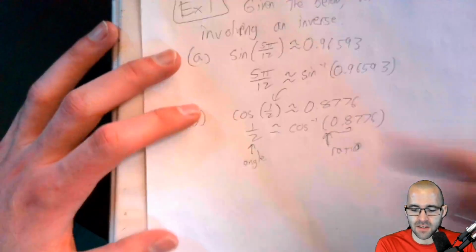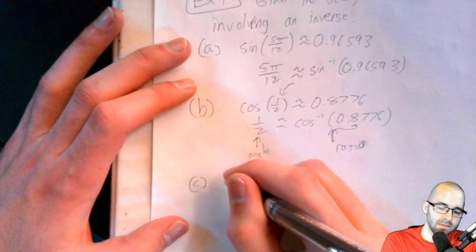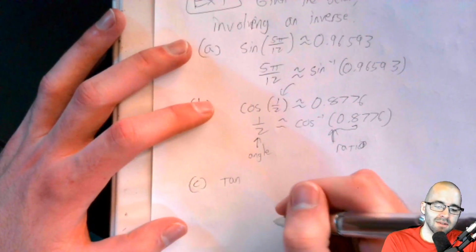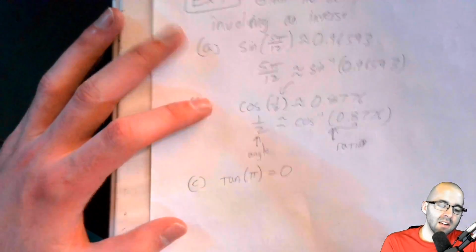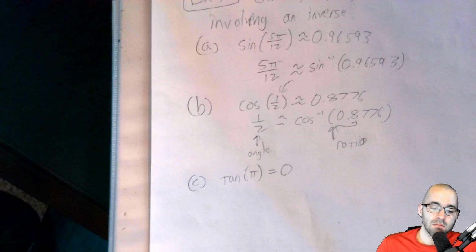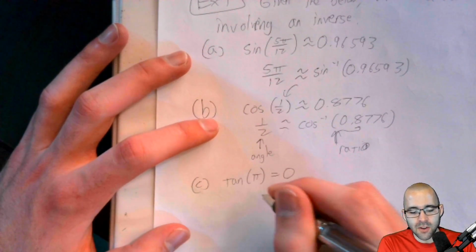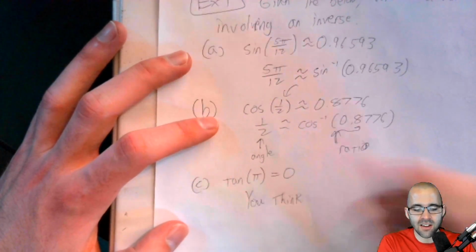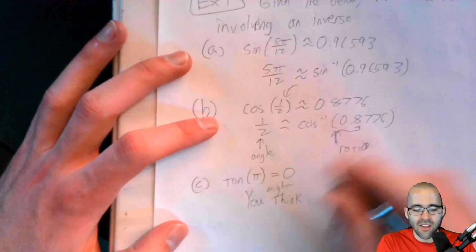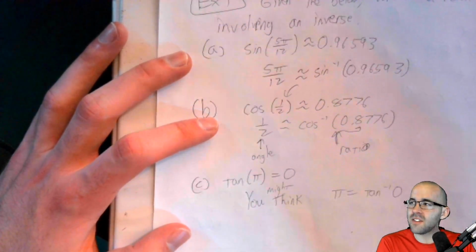Okay, so let's do one more. This one's a trick question. The tangent of pi equals 0. This is true. But you might think, you know where this is going, you might think that this means that pi equals the arctan of 0.